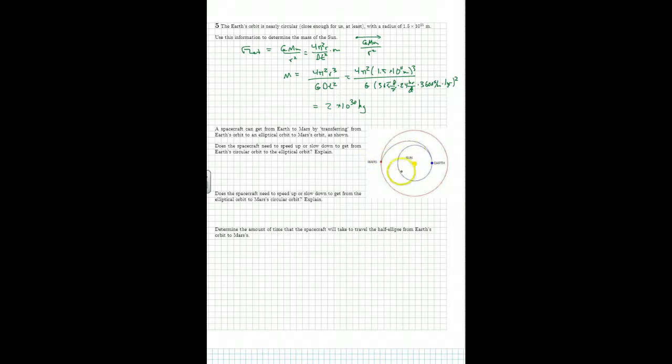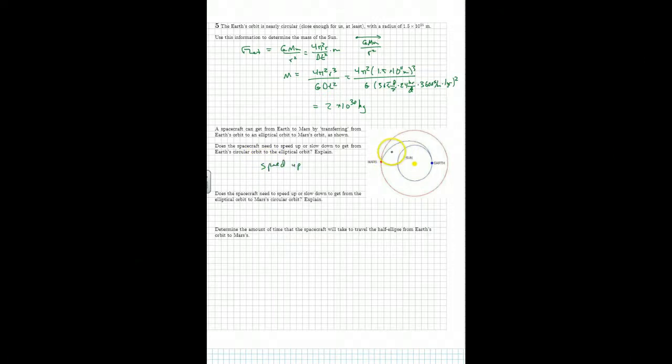So if I'm going to transfer from the circle to this ellipse, I'm going to need to go a little faster. If you think of it like going around a curve, if you go around the curve too fast, you slide to the outside. That's what's happening here. The gravitational force on the probe isn't big enough to keep it in the circle if it goes faster, so it goes further out. So it needs to speed up there.